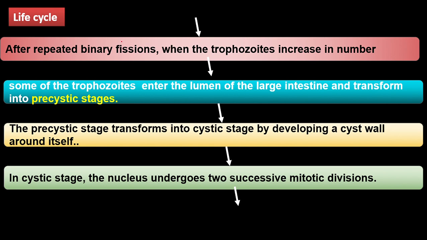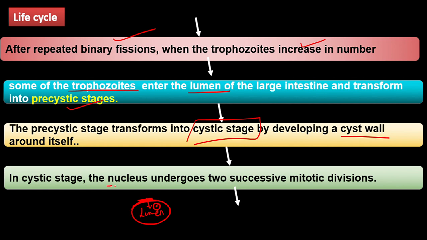After repeated binary fission, you have a large number of daughter trophozoites, right? When trophozoites increase in number, some of the trophozoites, not all, enter into the lumen of the large intestine. So where was all of this happening until now? If this is your gut, the lumen means the empty space. Until now everything was happening in the wall, the trophozoite was feeding. Now it is going to enter into the lumen. To enter the lumen, it becomes the precystic stage. Now if in the lumen this stage forms a cyst wall, we say it enters into the cystic stage, right?